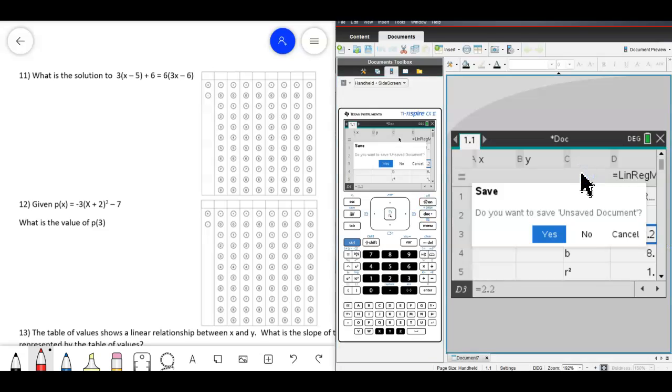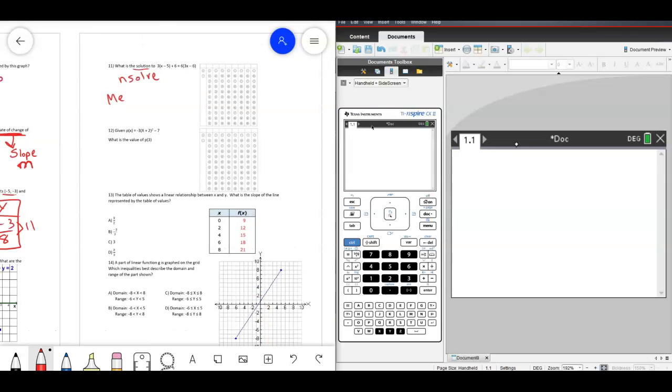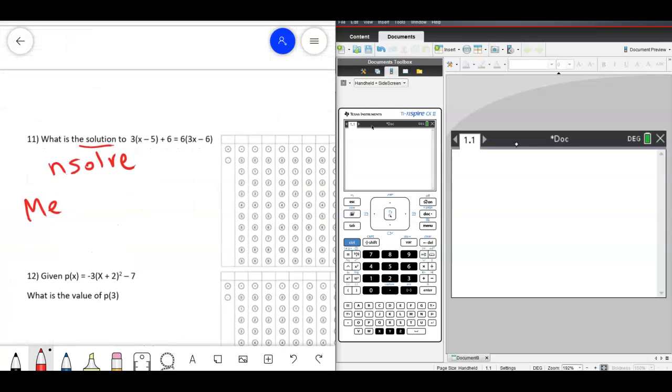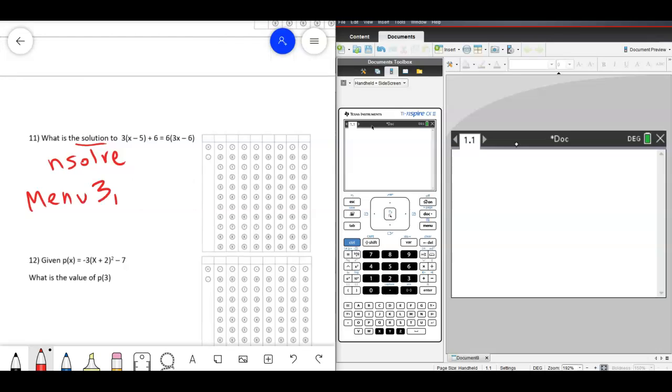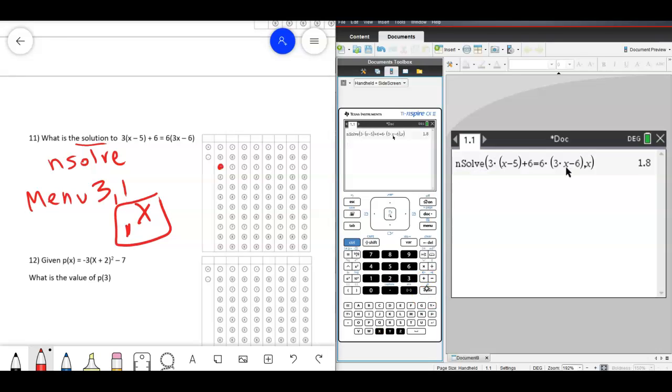For this next one, we can do nSolve. If you're finding the solution, you can do nSolve, which is menu 3, 1. Just don't forget comma x. So let's do that. Menu 3, 1, 3 parentheses, x minus 5 plus 6 equals 6, 3x minus 6. And I did what I told you not to do. Don't forget comma x. So if you get that error, put in that comma x. I got 1.8. Cool.